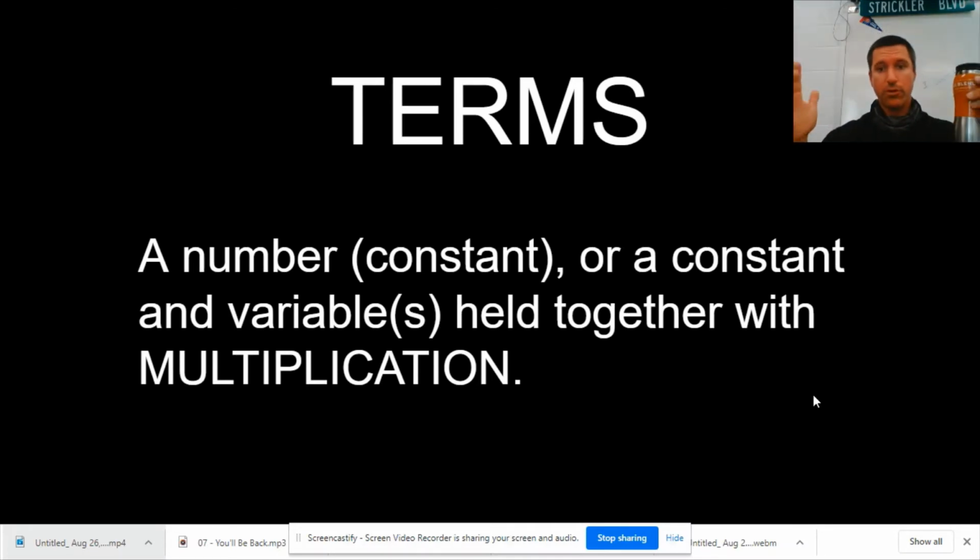It's a number, which is called a constant, which we'll get into in a second, or a constant and a variable held together with multiplication. I often describe this as multiplication is the glue that holds a term together. So that's review. You can pause me at any time during this video just to make sure that you can get this written down, okay? Because I'm going to go right through it.